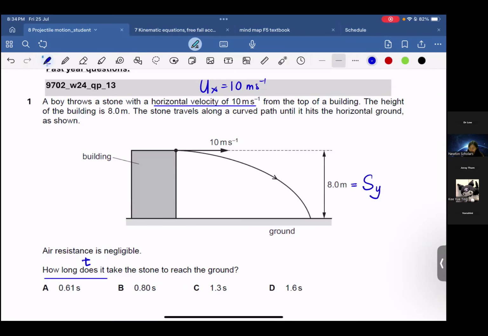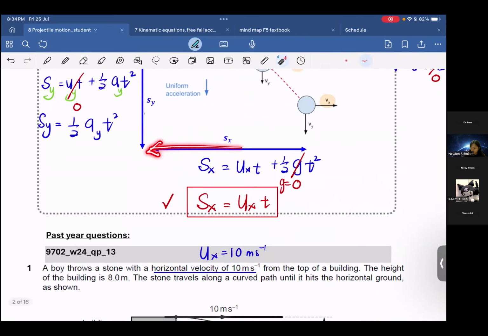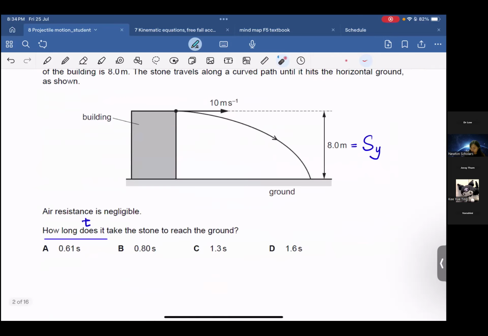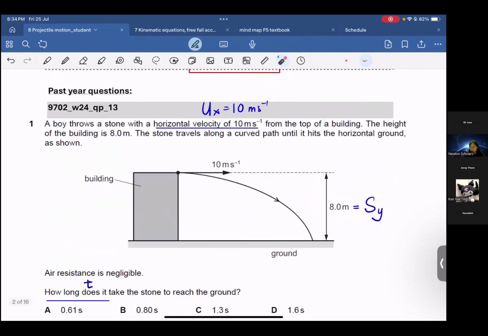Here the problem is, if I want to use this horizontal information, I got the ux, yes, and I want to find t, but do you know what your distance is in the horizontal component? Do you know how far this distance is? We look at this. Are we knowing about this? We don't know, so that means we cannot use the horizontal component. We can only consider the vertical.